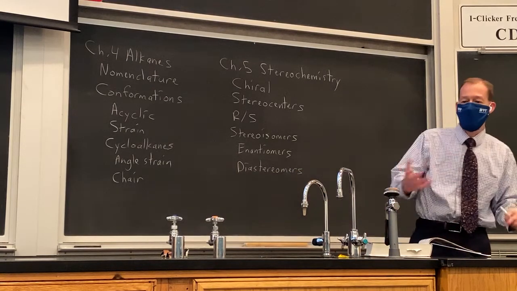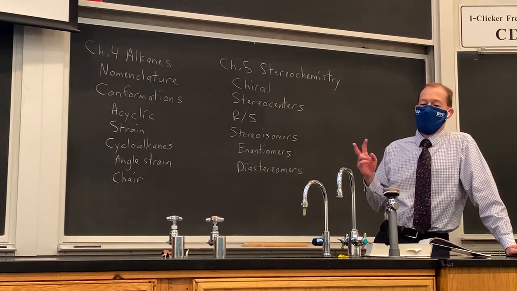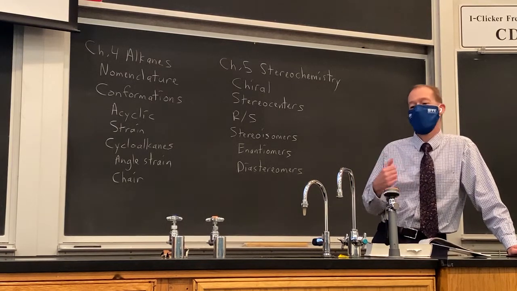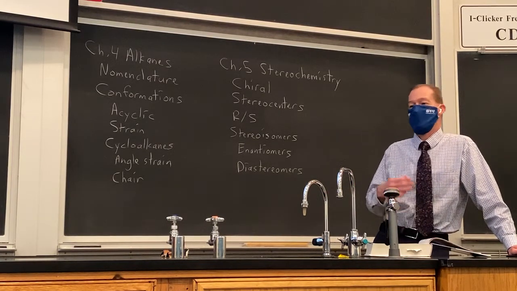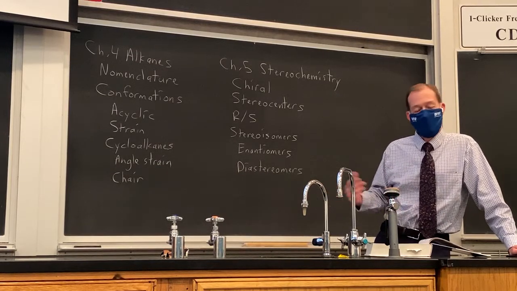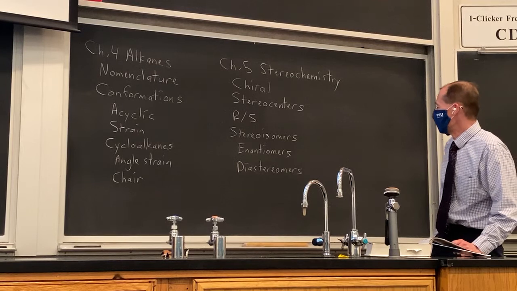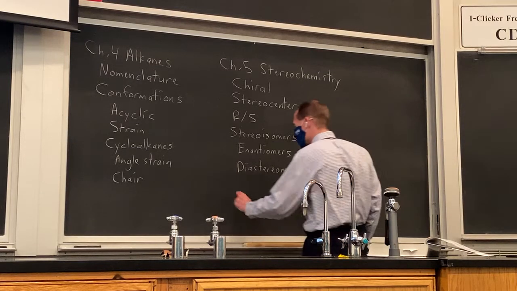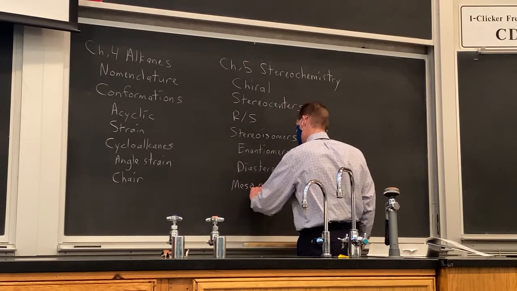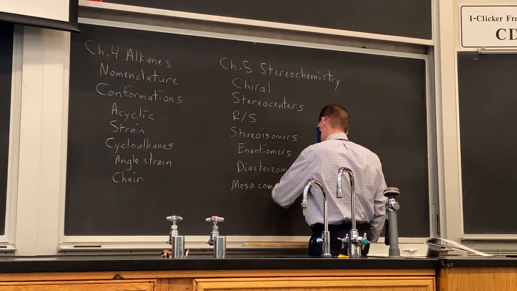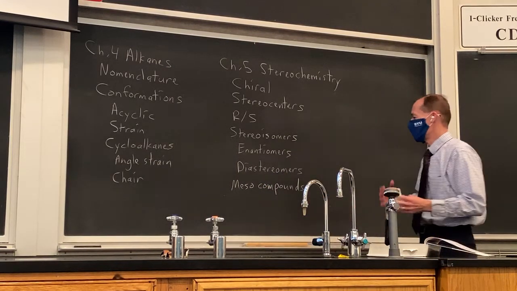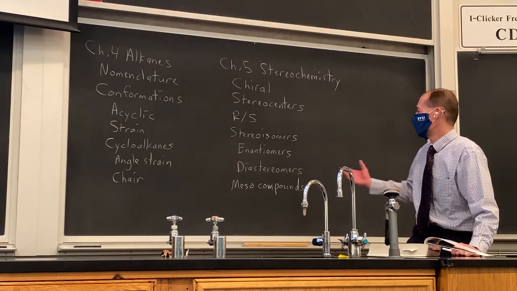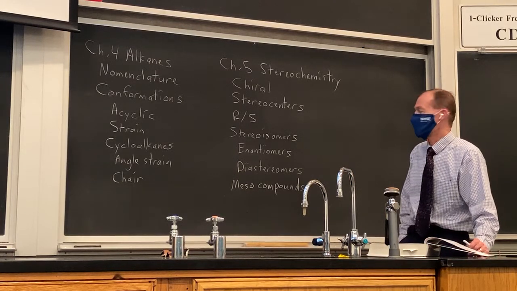So we've had problems before where you are given two compounds and you have to decide what their relationship is. Are they enantiomers? Are they diastereomers? Are they the same compound? Are they constitutional isomers? You'll probably see questions like that on the final exam as well. We also learned about meso compounds. Molecules with stereocenters that are achiral, and they're achiral because they have a plane of symmetry. So being able to recognize planes of symmetry is also important.